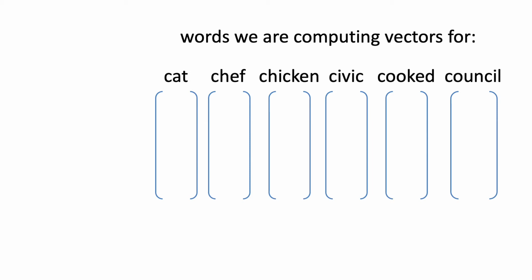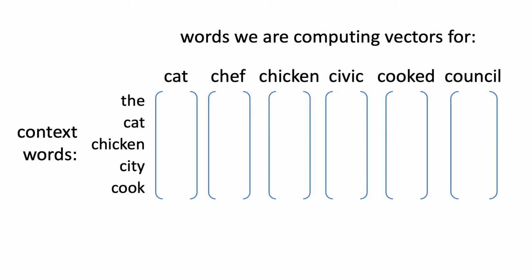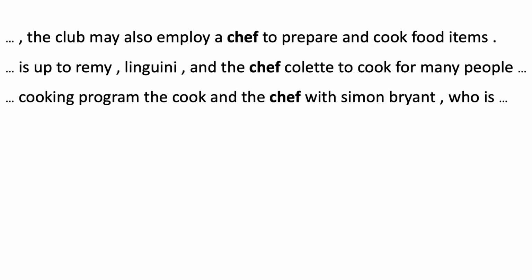Suppose there are 6 words that we want to compute vectors for, shown here at the top. The key idea is to have each dimension of the vectors correspond to some word that can appear in the context of these words. We'll use this set of 5 possible context words, so our vectors will have dimension 5. Then the entry in a vector is the number of times those 2 words appear close to one another in a corpus.